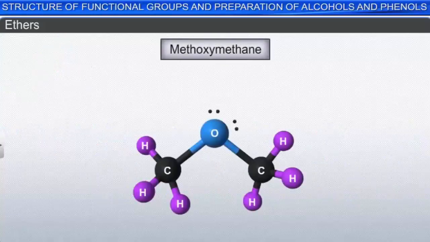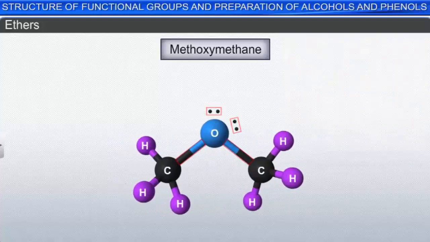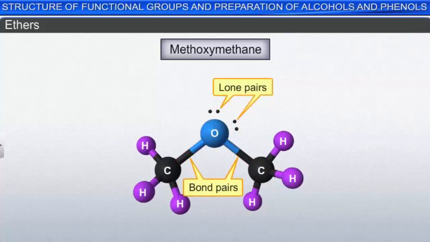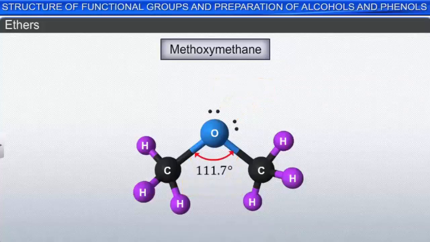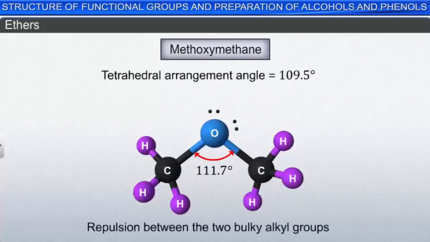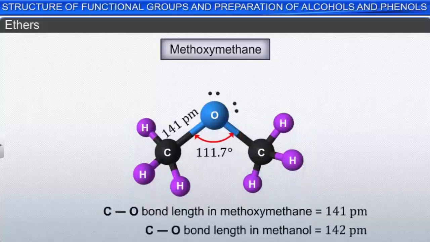Methoxymethane is a typical ether with a bridging oxygen group. The 4 electron pairs around the oxygen, 2 bond pairs and 2 lone pairs, have an approximately tetrahedral arrangement. The bond angle of 111.7 degrees is slightly greater than tetrahedral due to the repulsion between the two bulky alkyl groups. Notice that the carbon-oxygen bond length is almost the same as in alcohols.